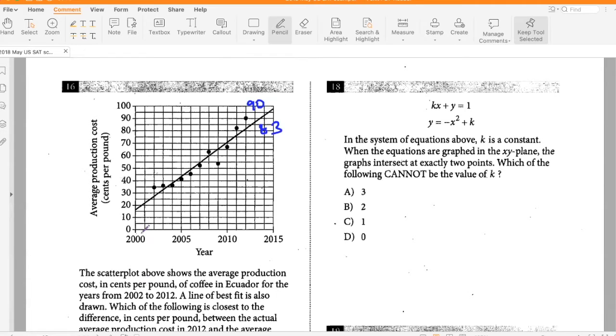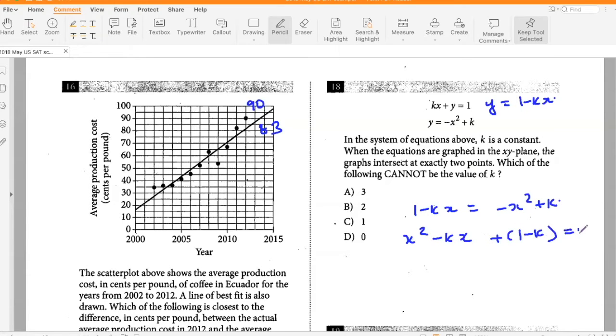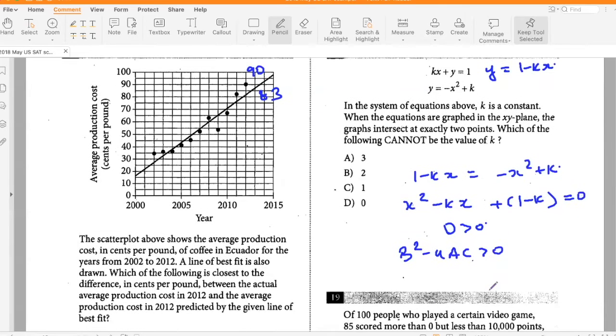In the system of equations above, K is a constant. When the equations are graphed in the XY plane, the graphs intersect at exactly 2 points. Which of the following cannot be a value of K? Okay. So from this, I get y is 1 minus Kx. So I can say 1 minus Kx is minus x squared plus K. So x squared minus Kx plus 1 minus K is 0. Now for this system to have two solutions, the discriminant should be positive. So b squared minus 4ac should be positive.